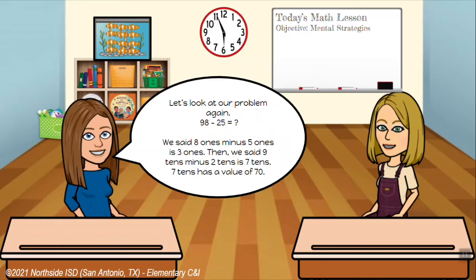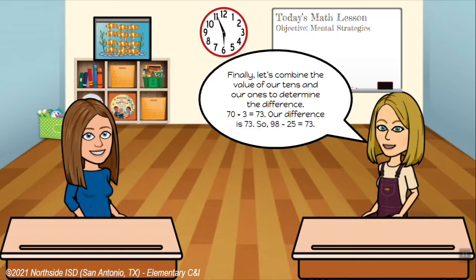Let's look at our problem again. 98 minus 25 equals something. We said 8 ones minus 5 ones is 3 ones. Then we said 9 tens minus 2 tens is 7 tens. 7 tens has a value of 70. Finally, let's combine the value of our tens and our ones to determine the difference. 70 plus 3 equals 73. Our difference is 73. So 98 minus 25 equals 73.